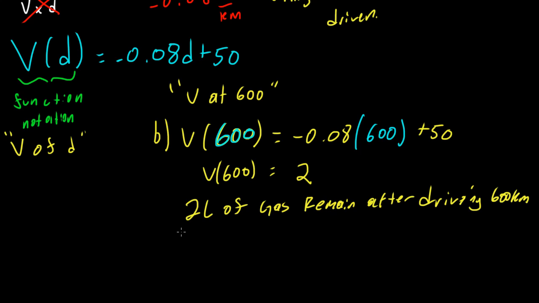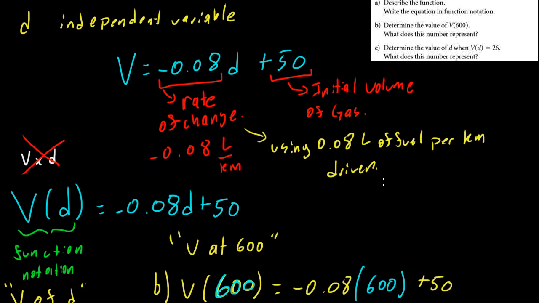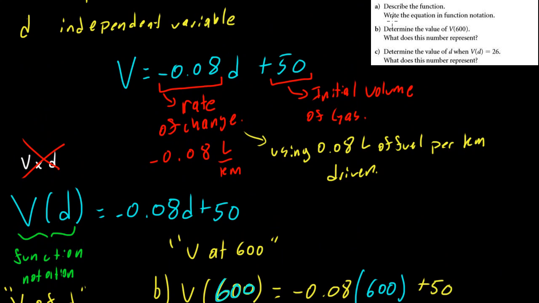Here is our V, right? That's our V, and over here, that's our D. Together, they go V at D. So V at 600 is equal to 2, which means that 2 liters of gas remain after driving 600 kilometers. So it's kind of cool how we're doing this function notation. We kind of did it in grade 9 without speaking about functions, but that's what we did in grade 9 with linear relations as well.